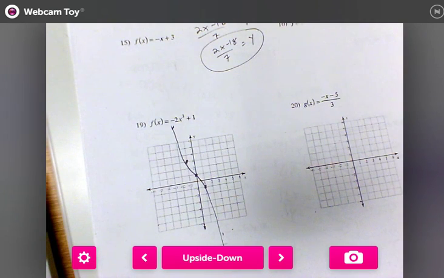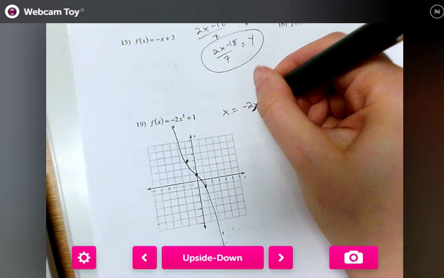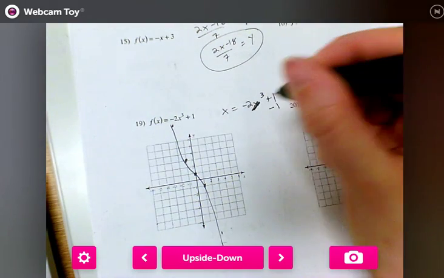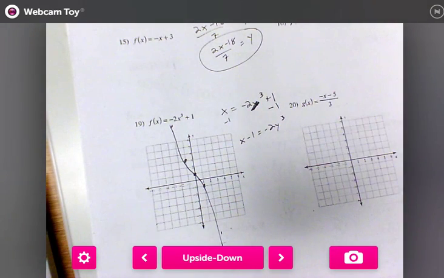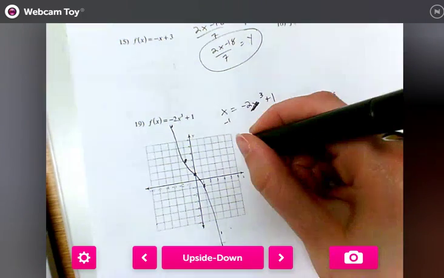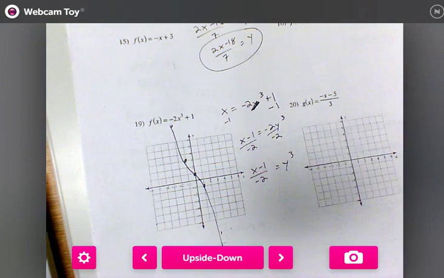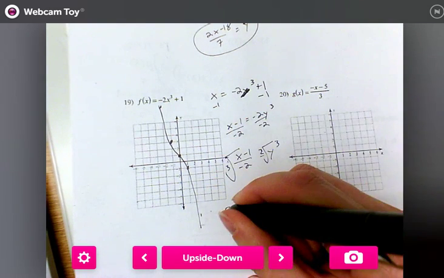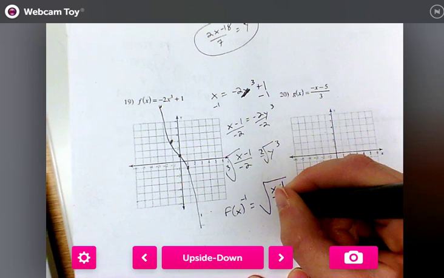Now I am going to find the inverse of this. So I'm going to say x equals negative 2y to the third plus 1. You guys got to stop talking while I'm talking. Okay. Now I'm going to subtract 1 from each side. x minus 1 equals negative 2y to the third. Now I'm going to divide by negative 2. x minus 1 over negative 2 equals y to the third. How do I get rid of that third? Cube root it. Okay, so my f inverse of x, or my y to show my inverse, is the third root of x minus 1 over negative 2.